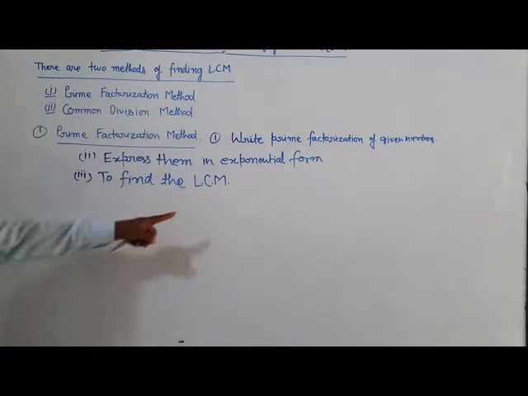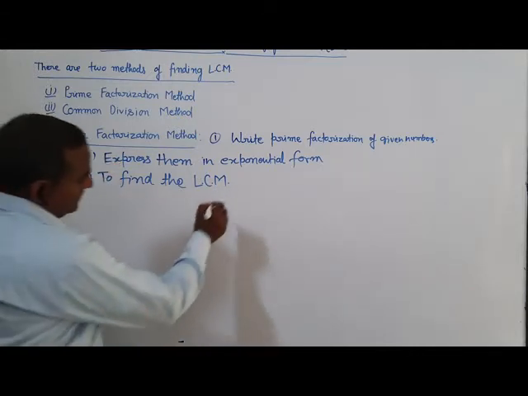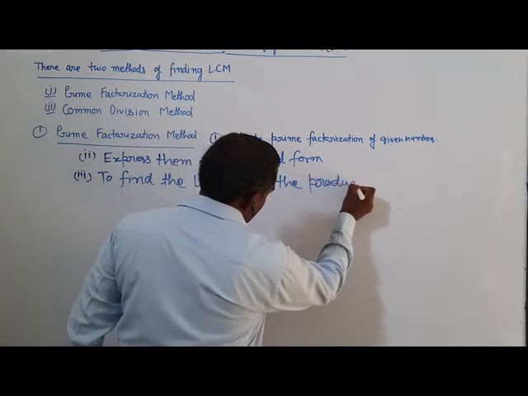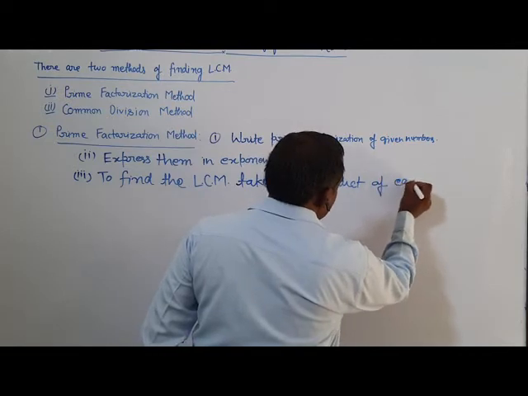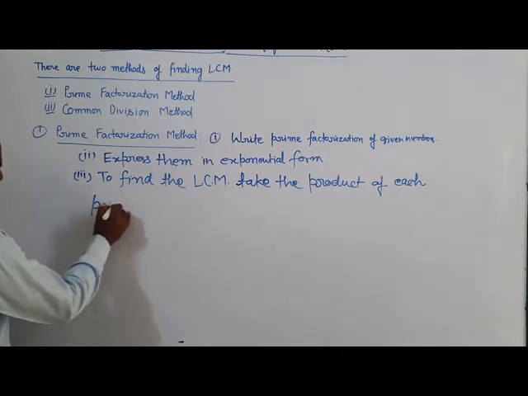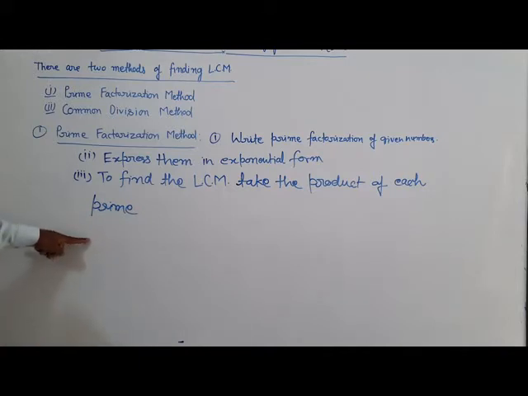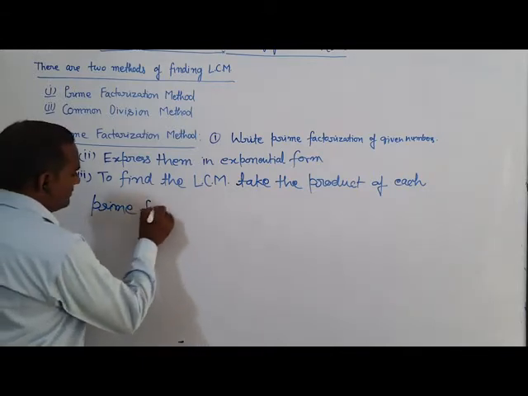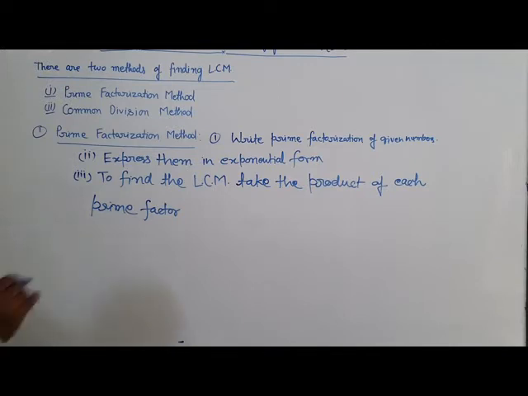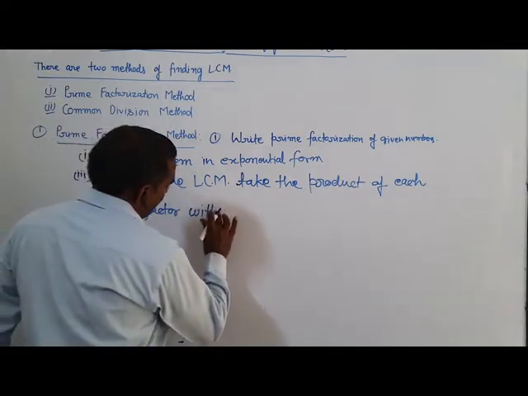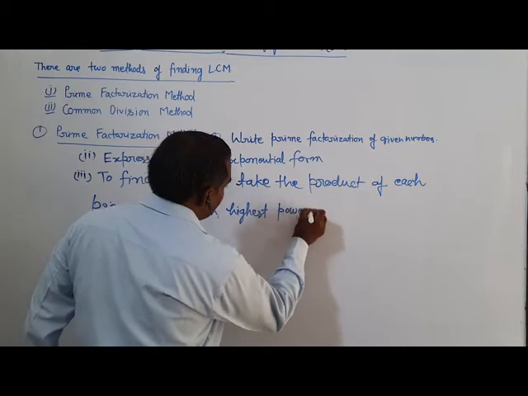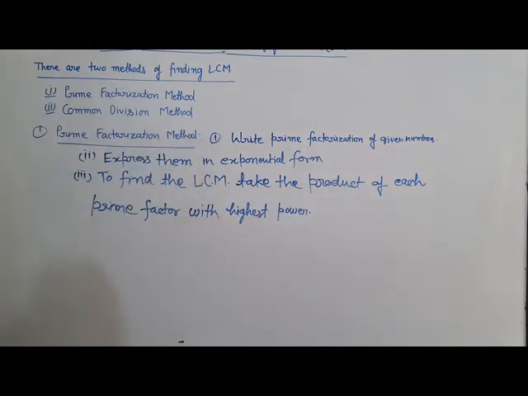To find the LCM, take the product of each prime factor with highest power. In this way, you can find the LCM with the help of prime factorization.